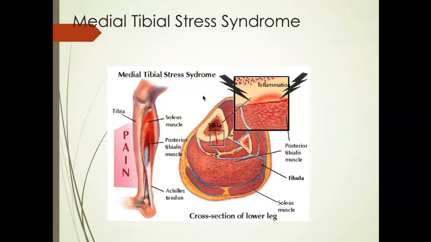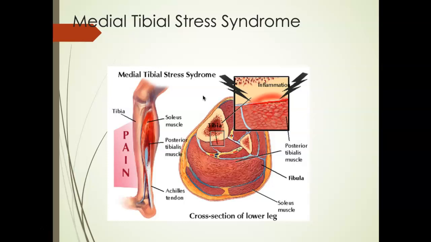Now, remember, there are grades to this. Grade 1 would be irritation of the actual muscle. Grade 2 would be irritation of the periosteum, right? Which is the small sheath surrounding the bone. So it's like swelling in between the sheath and the bone, right? But we haven't quite gotten to the bone yet, right?